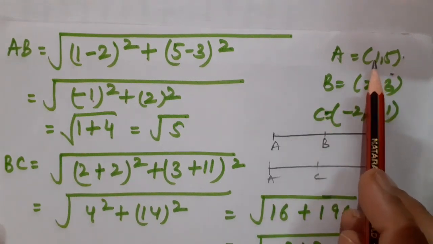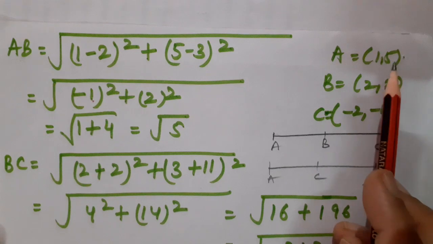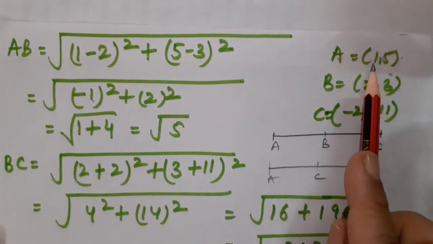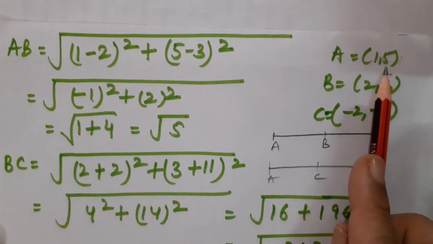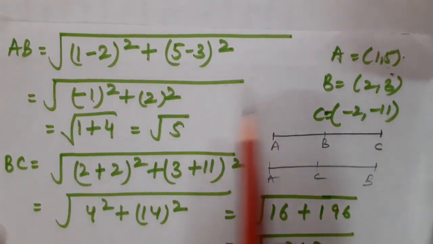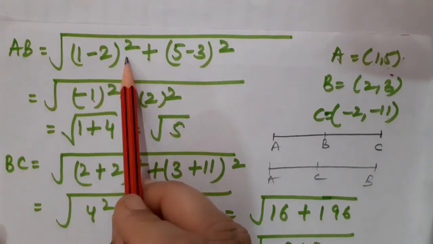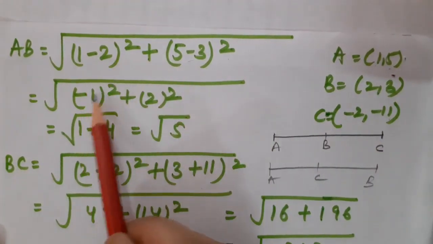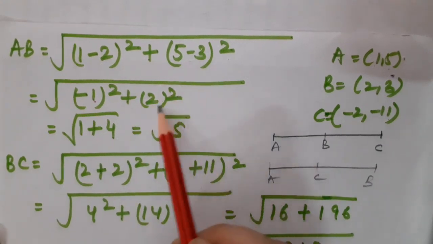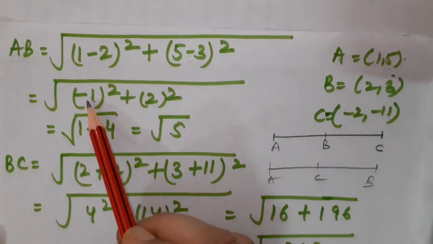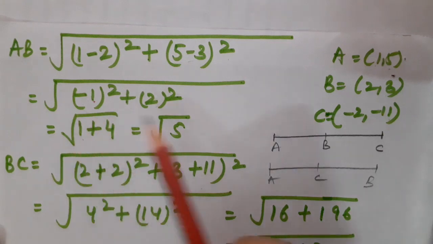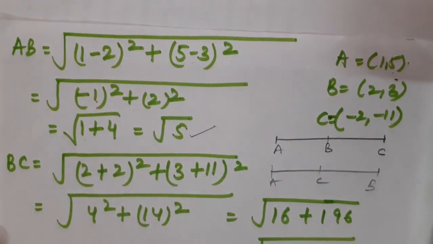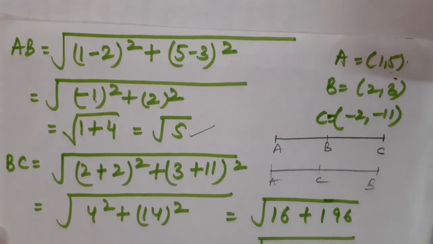So either you can go with x1 minus x2 whole square plus y1 minus y2 whole square, or you can go with x2 minus x1 whole square plus y2 minus y1 whole square. That depends on you. So let us do that. 1 minus 2 whole square plus 5 minus 3 whole square. It would be minus 1 whole square plus, this is 2 square, that is actually 4, and minus 1 whole square is 1. So I have got root 5. Basically children, here I do not know which point is going to lie at the middle of the line.